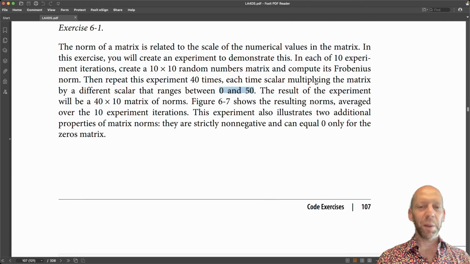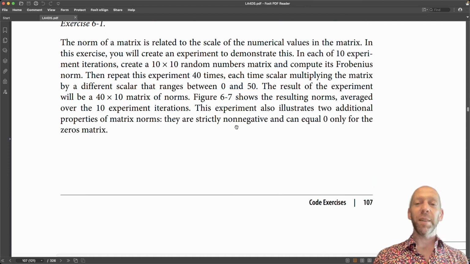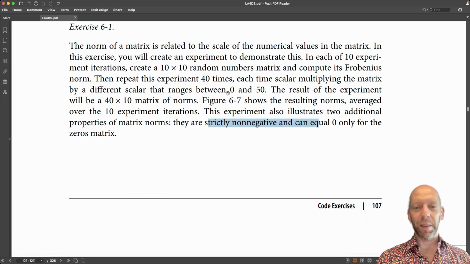Okay, and then the other thing that we want to do with this exercise is confirm that the matrix norms are all non-negative and they equal 0 only for the zeros matrix, which happens when the scalar is 0. Okay, so now I'll switch to Python and I'll walk you through my solution.